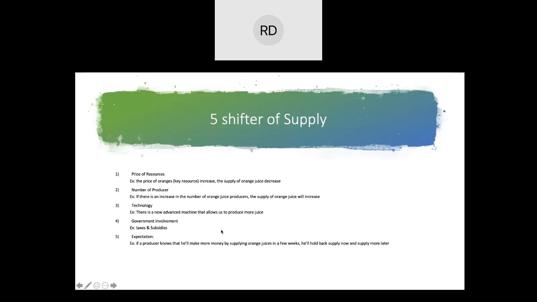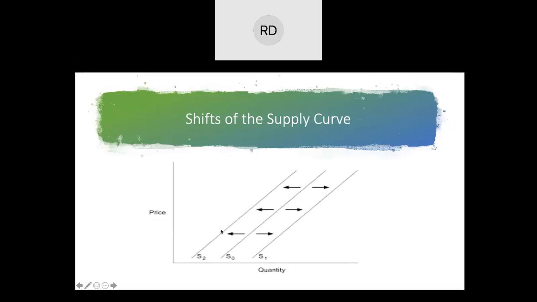And then we have subsidies. Subsidies are money that the government gives to producers in order to help them produce more. So in that case, since they're giving producers more money, producers are going to supply more. So the curve will move from the initial curve right here to the right.